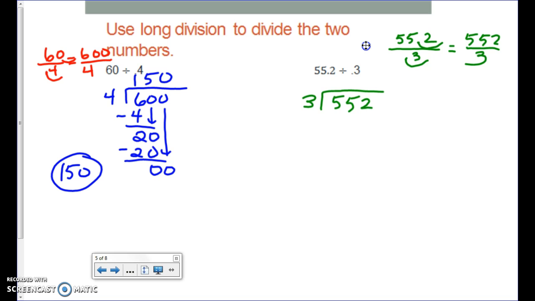So I'm going to follow my steps now, except instead of 55.2 divided by 0.3, I have 552 divided by 3. And they're equivalent fractions, so my outcome, my quotient, will be the same. 3 goes into 5 one time. 3 goes into 25 8 times.